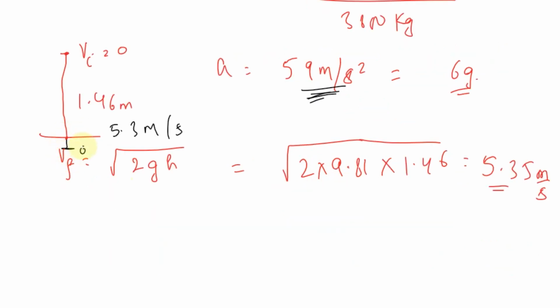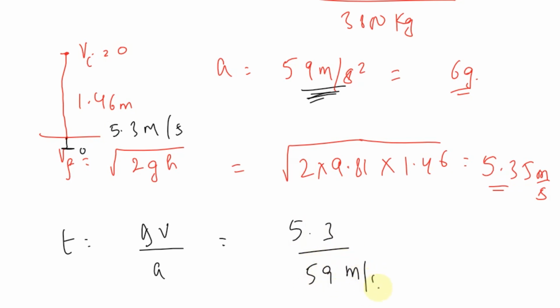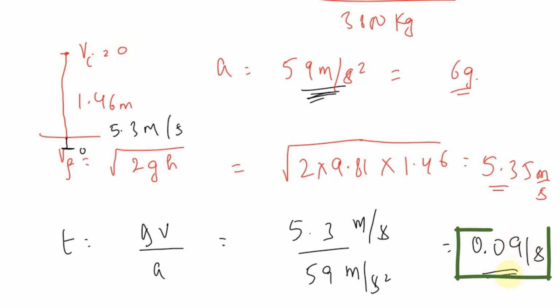So the time taken by the Tyrannosaurus to come to rest, t, would equal the change in velocity over the acceleration. The change in velocity will be 5.3 minus 0, so this is 5.3 meters per second, and the acceleration we have is 59 meters per second squared. So from here this time comes out to be 0.091 seconds. So in just this much time the Tyrannosaurus comes to rest.